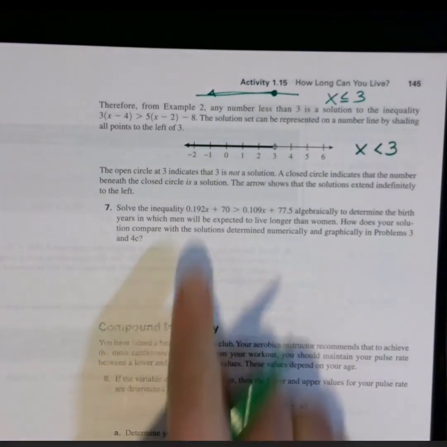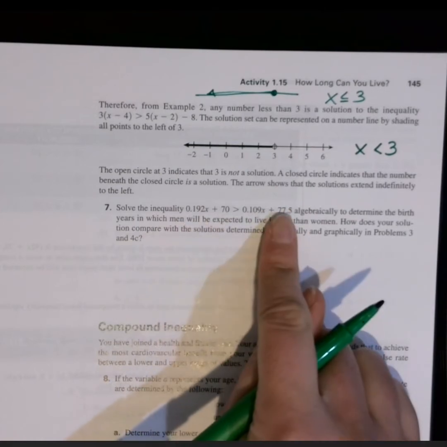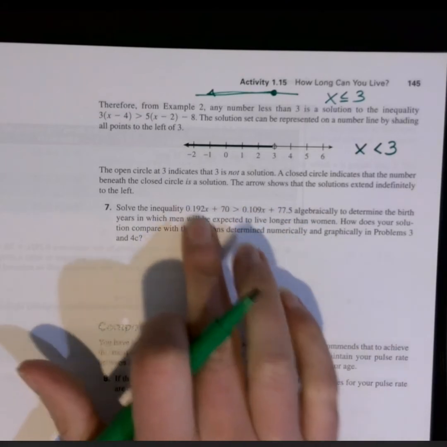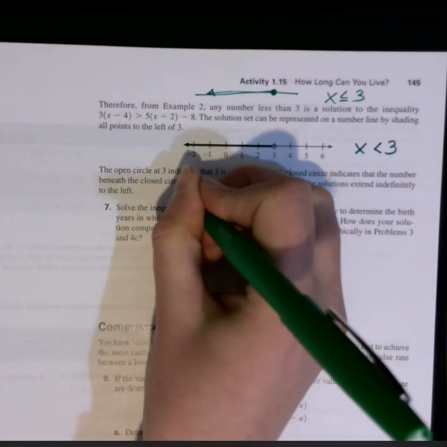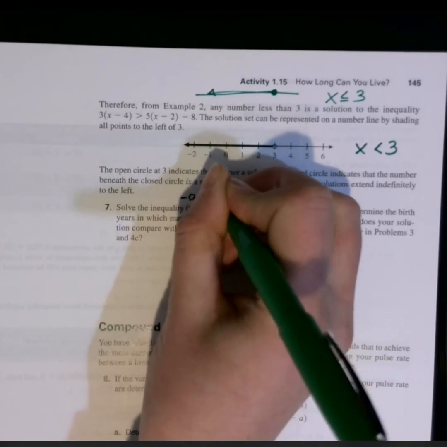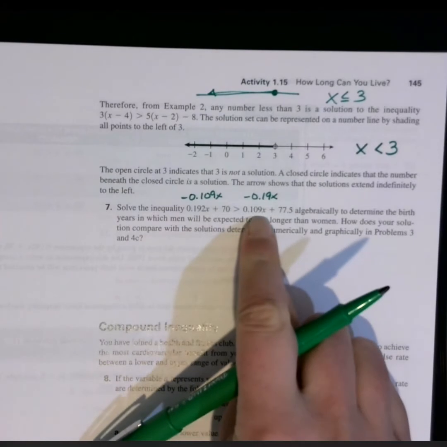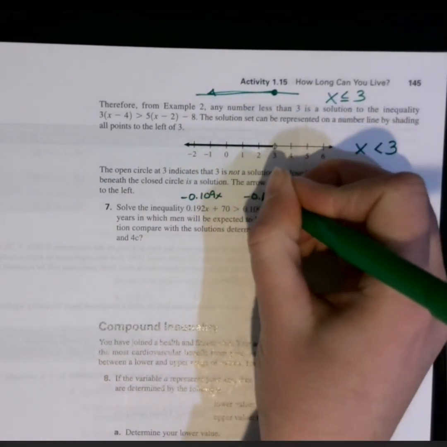Okay, so I want to solve this inequality. This is the life expectancy inequality, algebraically. So the first thing to do would be to move the x's to the same side. To do this, I'm just going to subtract off the 0.109x from both sides, so that I can move the x's from this side over to this side.